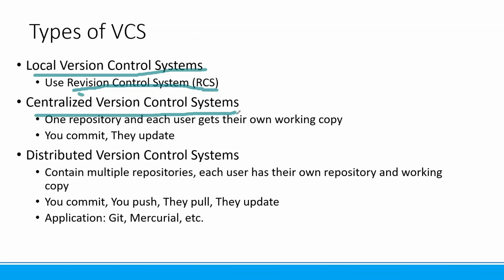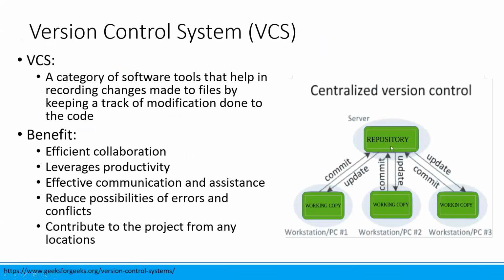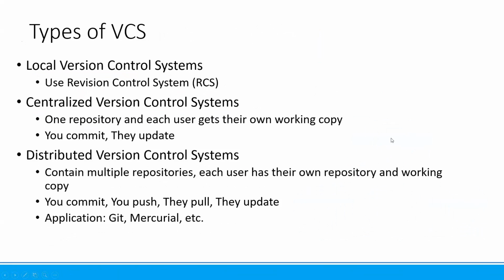The centralized version control system means we have one repository. This is the example. We have only one repository, and each user gets their own working copy. You commit, they update. So it means only one person can commit, and every other person can just update. They can get the new information, the new code, but they cannot commit.